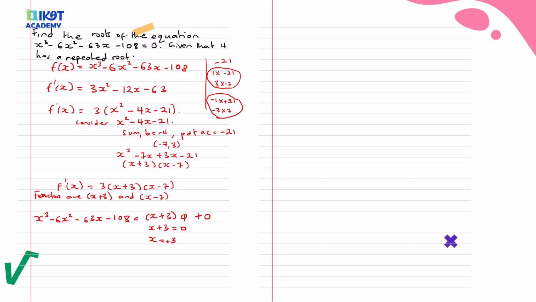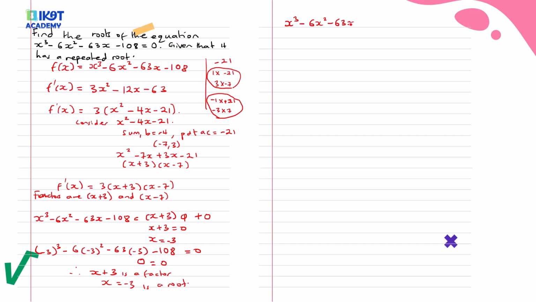So we have x equals negative 3. Substitute this here: negative 3 cubed minus 6 times negative 3 squared minus 63 times negative 3 minus 108. This should be equal to 0. So here what do we have? We have 0 equals 0. What does that mean? x plus 3 is a factor of this, and x equals negative 3 is a root.